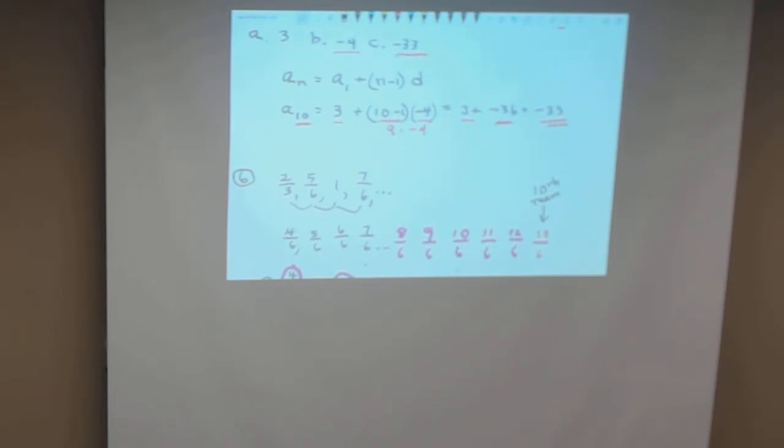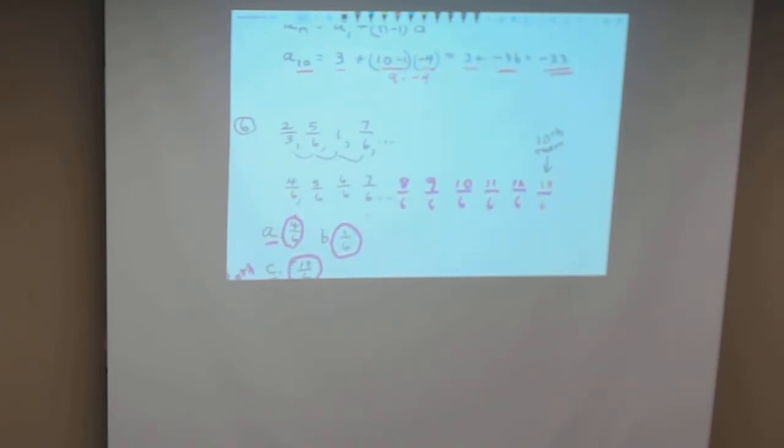Number 6. 2/3, 5/6, 1, and 7/6. Now, see, when I look at those fractions, I just don't see it. So I change them to 4/6, 5/6, 6/6, and 7/6. Oh, now I know what comes next. Do you see what comes next? 8/6, 9/6, 10/6, 11/6, 12/6, 13/6, and there's the 10th term.